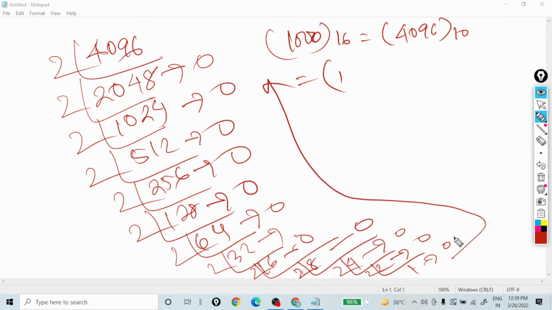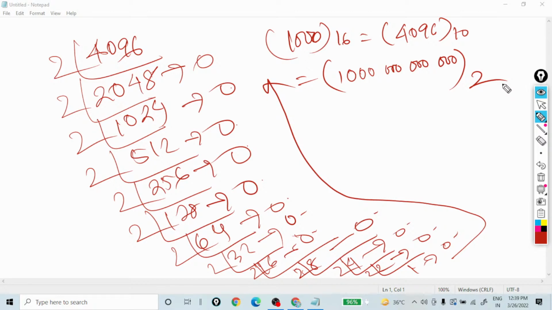then 1, 2, 3, 4, 5, 6, 7, 8, 9, 10, 11, 12. Twelve zeros in total. So in total there are 12 zeros after the 1. So this is the binary format. So 1000 in hexadecimal will be this much in binary format, right?